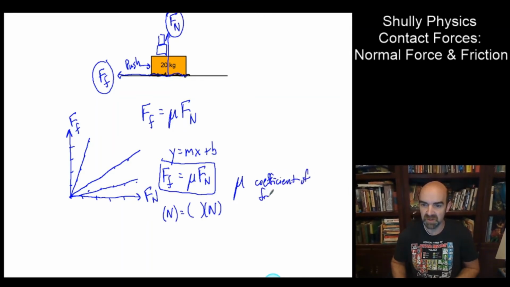It's the degree of grip. That's what I like to call it. How grippy are the two surfaces together? If you splash water on the tabletop, that changes the mu. Now there's not just one mu value, all right? There are actually two, because there's two kinds of friction.